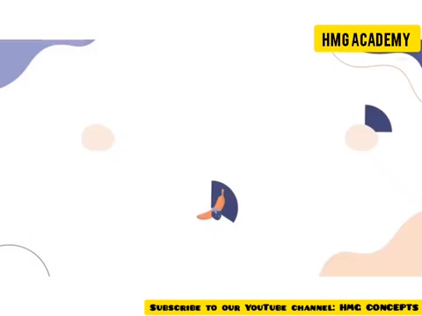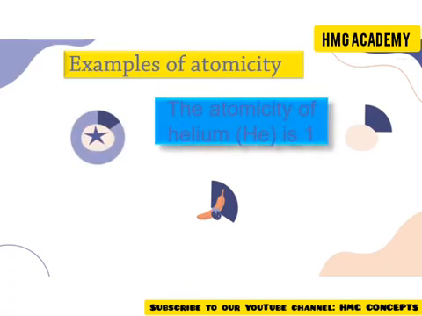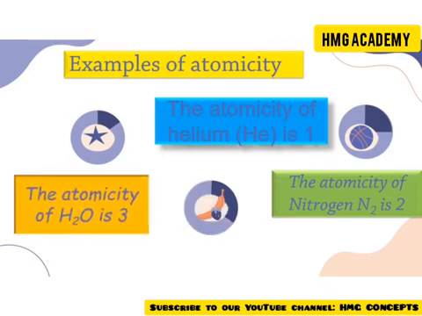So let's now take a look at atomicity, which we have described as the number of atoms in a molecule of a substance. A good example, the atomicity of helium is 1 because it comes as just one atom, while the atomicity of nitrogen is 2 because it comes as 2 atoms bonded together. The atomicity of water, H2O, is 3 because it has 3 atoms, 2 of hydrogen and 1 of oxygen.